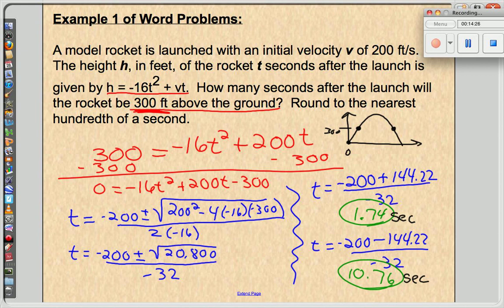If it asked me what the domain was, I would say all real numbers. If it asked me what the range was, I would need to find the vertex, and I'm not going to do that now. Okay? I'm going to stop this one again because of time.